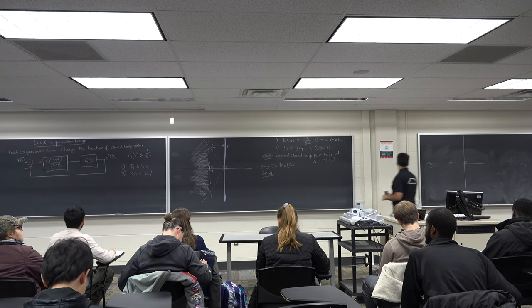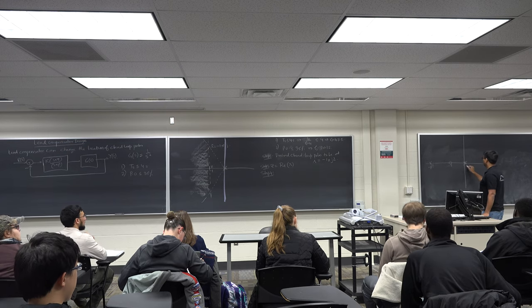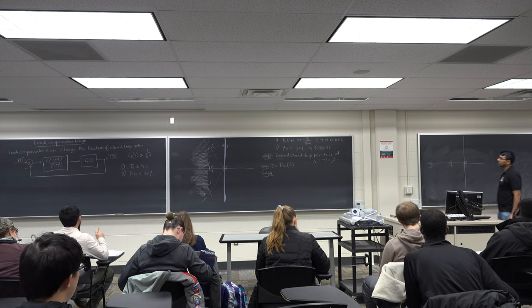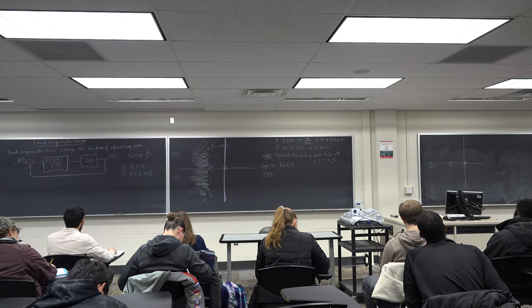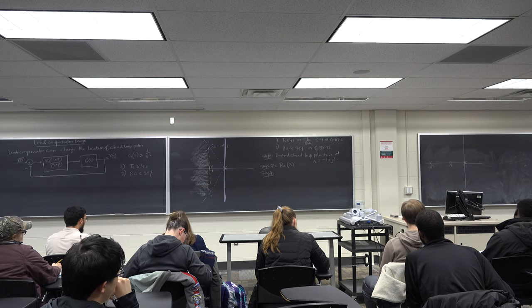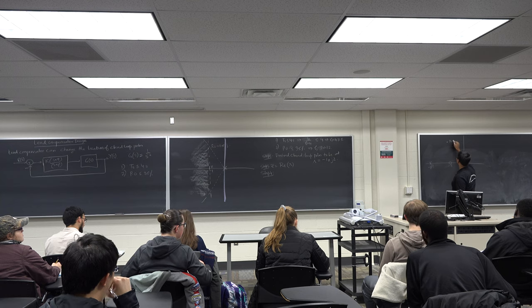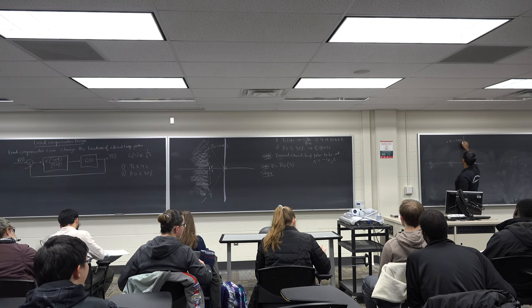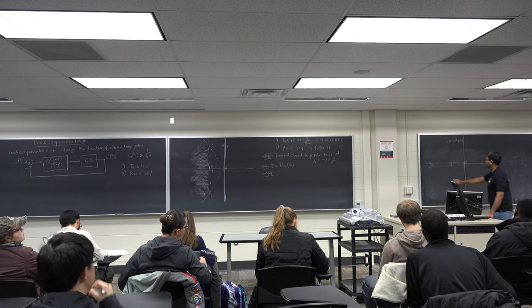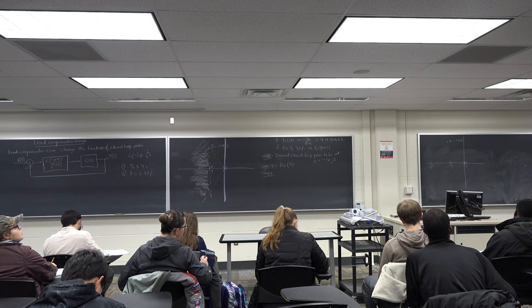I don't know where P is. This is minus Z, and this is, of course, zero, where the poles of the open loop system are. I want the root locus to pass through this point R, which is equal to minus 1 plus 2j, and there is a corresponding point with the negative imaginary part.